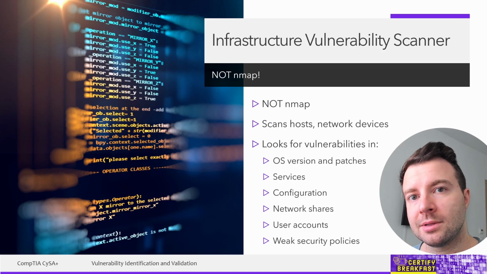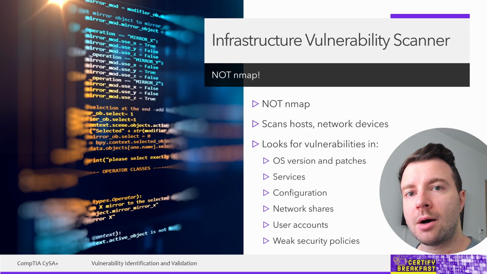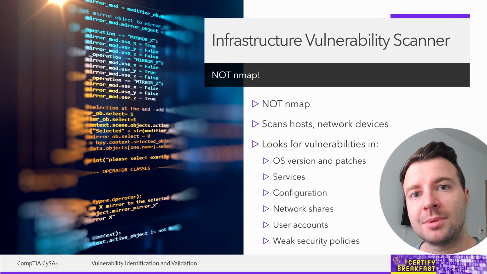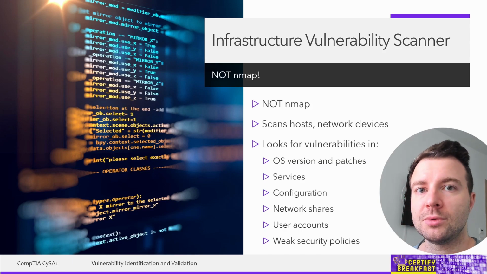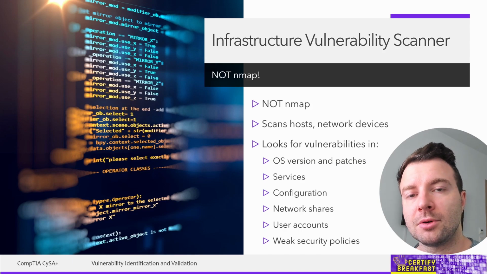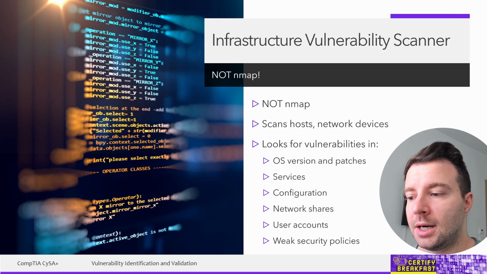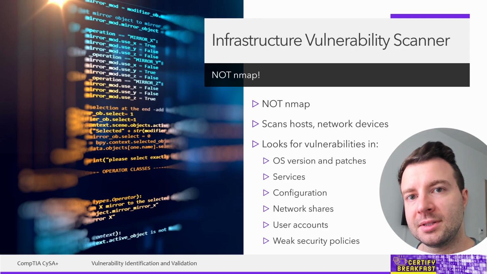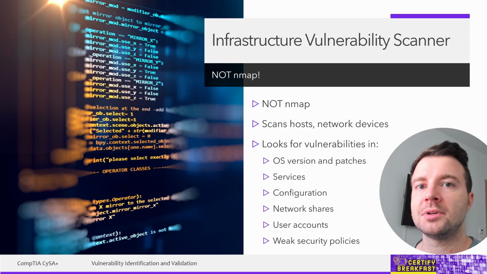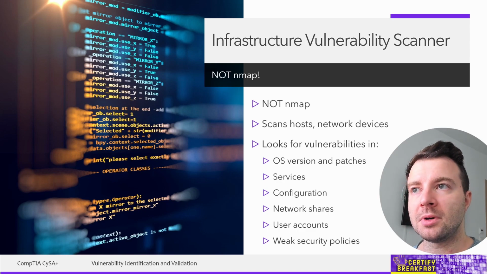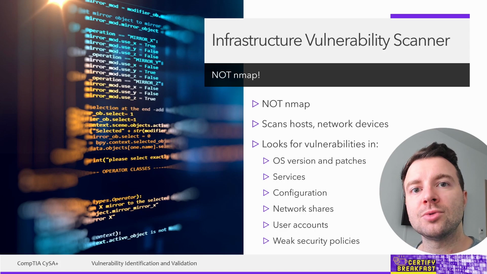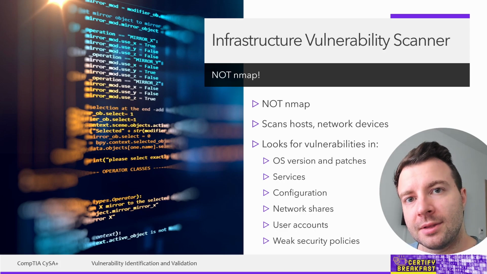It also looks at the configuration of these devices, how they are configured. Network shares that might be accessible, in a secure manner or not. User accounts, what types of users are configured on these network devices, and also what their privileges are. And of course, for weak security policies, the infrastructure vulnerability scanner tries to look at the security policies that you currently have implemented on your devices and tries to compare them to some best practices or to some known caveats or things to avoid when configuring these security policies.